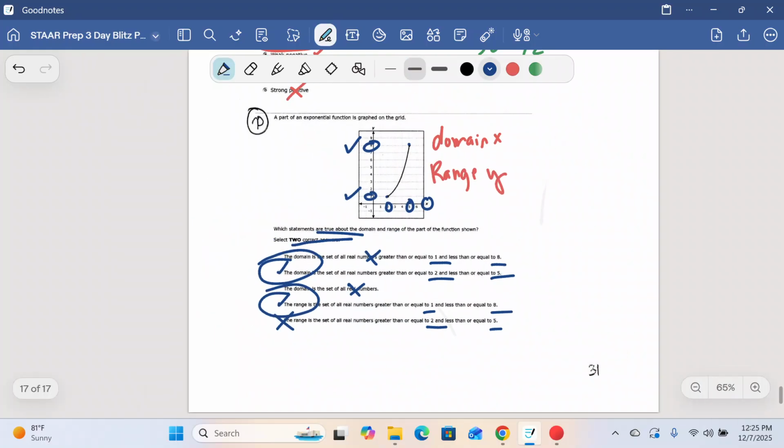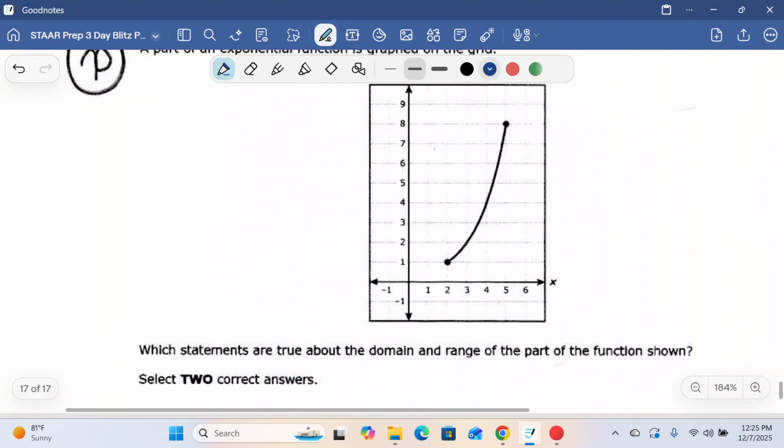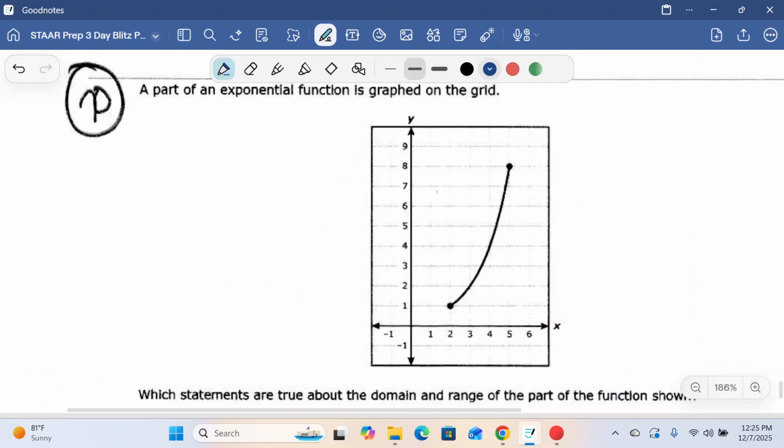And once again, you have to look at the graph. By looking at the graph, and I'm going to clear it and enlarge it, the domain would be anywhere between 2 and 5. And in green, I'm going to go ahead and put my range. My range starts at 1 and goes all the way to 8.